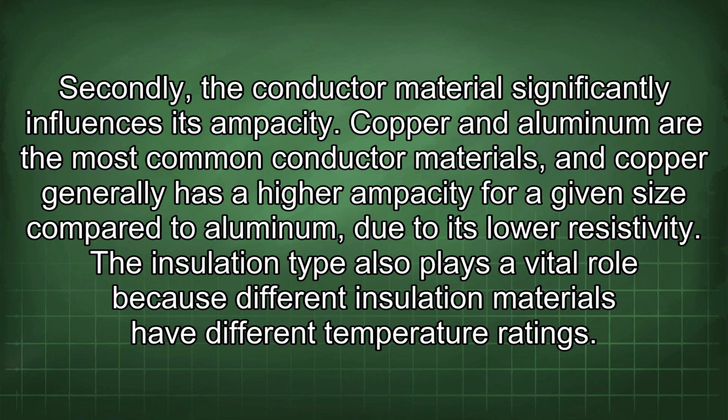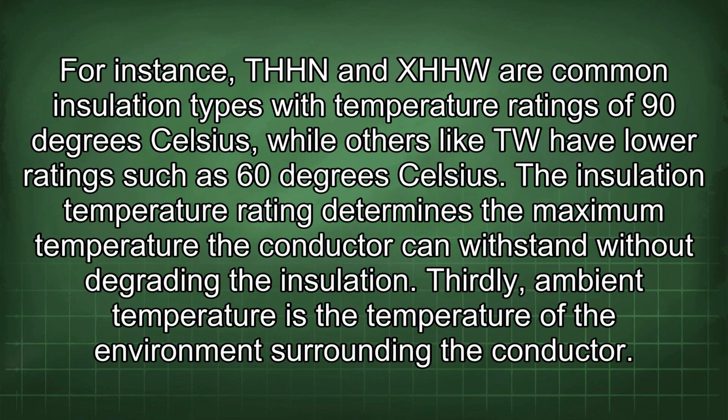The insulation type also plays a vital role because different insulation materials have different temperature ratings. For instance, THHN and XHHW are common insulation types with temperature ratings of 90 degrees Celsius, while others like TW have lower ratings such as 60 degrees Celsius. The insulation temperature rating determines the maximum temperature the conductor can withstand without degrading the insulation.